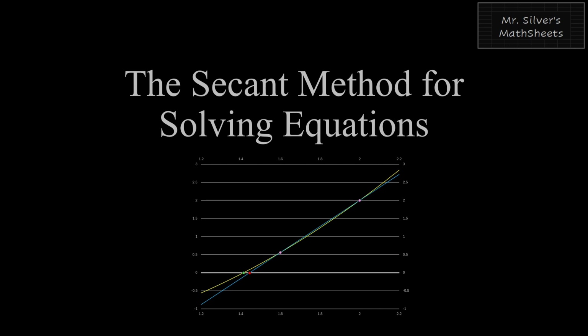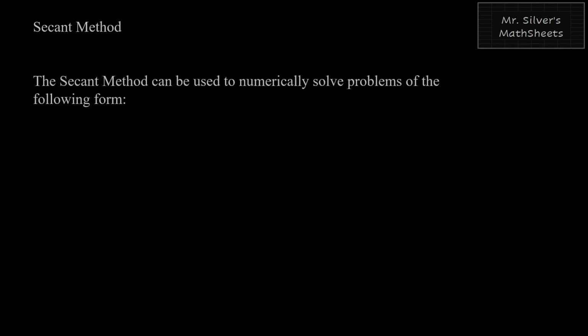Okay, today we're going to talk about a method for solving equations called the secant method. It's fairly simple and it has useful applications. So the problem we're trying to solve is finding the value x that makes g of x equal to 0.